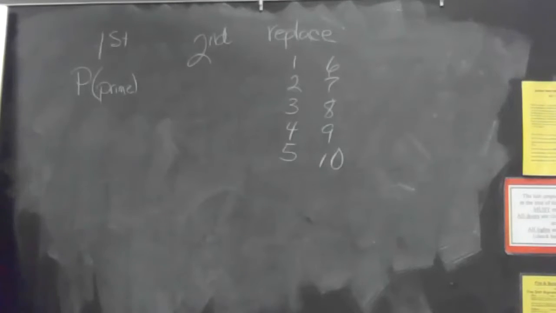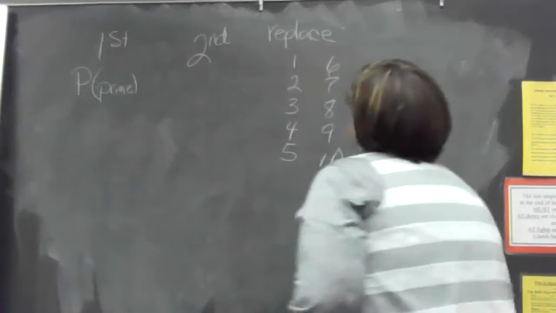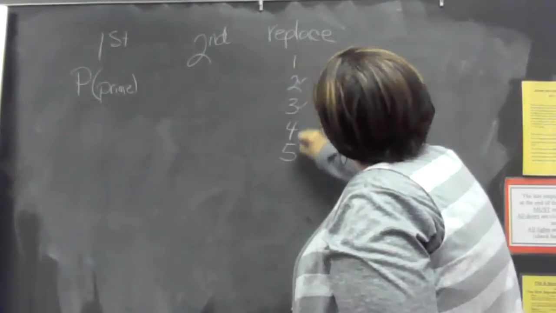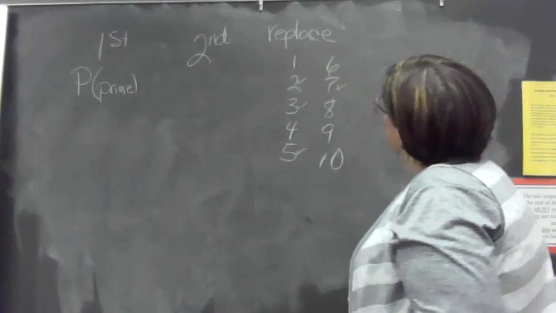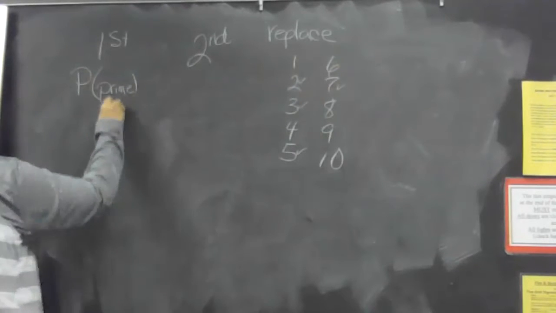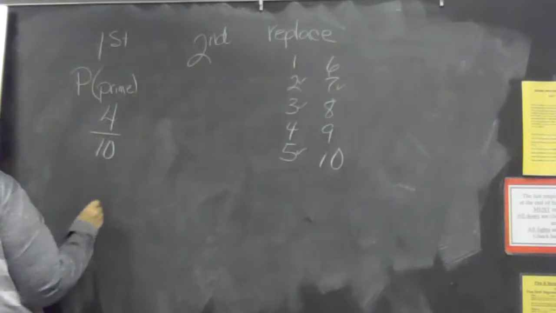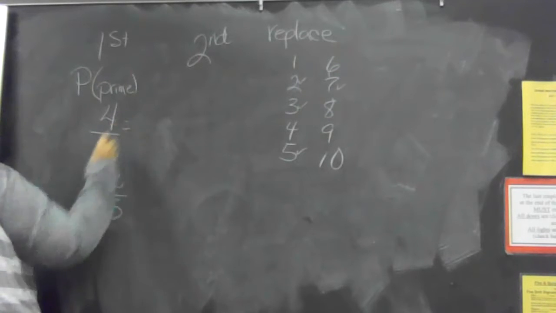Okay, the first time. What's the probability of getting a prime when I put my hand in that box? We need to know how many primes there are. There's 4: 2, 3, 5, and 7. You are correct. So 4 out of 10. Okay. 4 out of 10, which becomes 2/5.